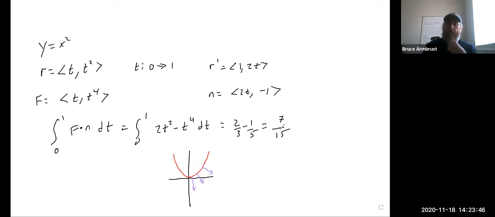But the fact that we have 7/15 tells me that this field is such that there's more flow downward through this curve than upward. And in fact, let me pull up Desmos, or no, not Desmos, because I don't know how to graph a field on Desmos. Let's pull up a field mapping thing of some type, and let's see what that looks like, so you can see that more of it is going through.